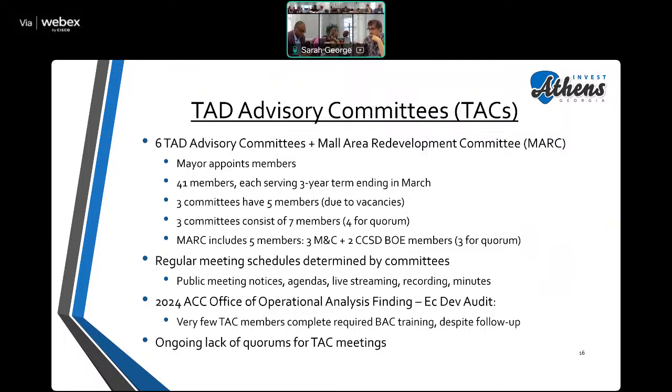One of the findings of the Office of Operational Analysis of our department earlier this year was that because we have those 7 committees, very few have completed any of the trainings. It's just difficult for people to have time when they're volunteering to go through hours of training. We've also been challenged by a lack of quorums. North Avenue in particular, we've had a really hard time getting people there, but other committees as well. People are very busy.